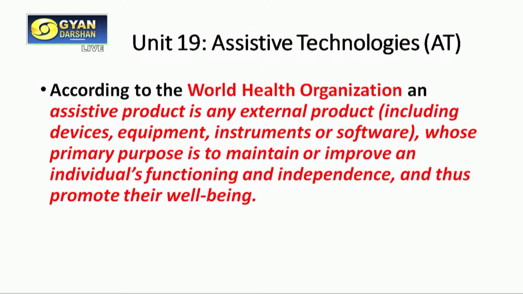And we shall be talking about the two units in the block, unit number 19 and unit number 20, which deal with assistive technologies and universal design. So let's start by talking about assistive technology. Now, the term assistive technology, as the word suggests, means any technology that assists people to do various things. According to the World Health Organization, an assistive product is any external product which includes devices, equipments, instruments, or software whose primary purpose is to maintain or improve an individual's functioning and independence and thus promote their well-being.